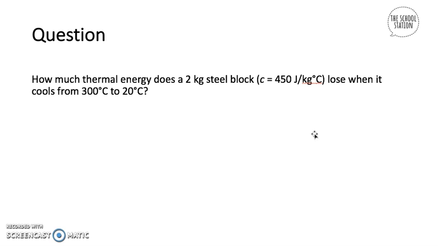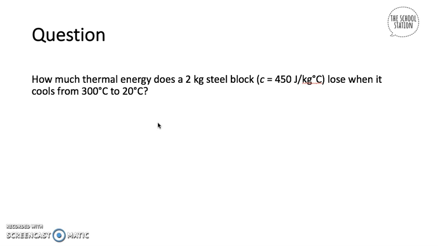So the number one question we have is: how much thermal energy does a 2 kg steel block, so c is equal to 450 joules per kg per degree Celsius, lose when it cools from 300 degrees Celsius to 20 degrees Celsius? First of all, what I would definitely advise you to do is to see what you have. We have the mass, the specific heat capacity, and the change in temperature. Since we know the formula and how this question has been set up, I want you to pause this video and try to answer this question yourself before continuing with the rest of the video.